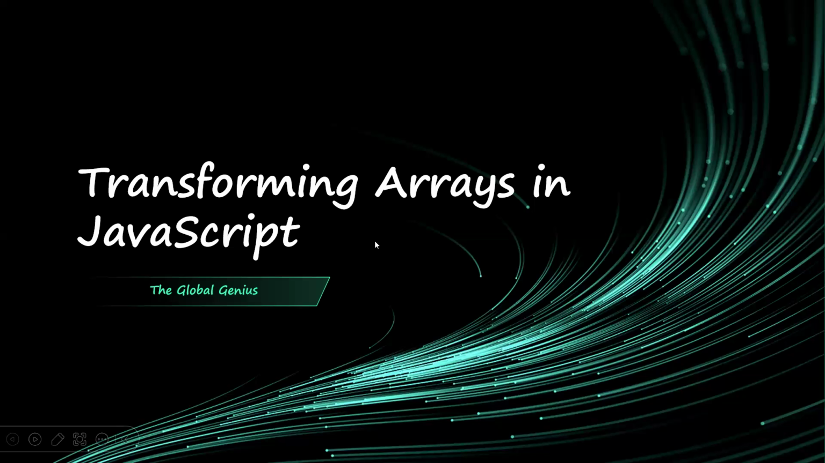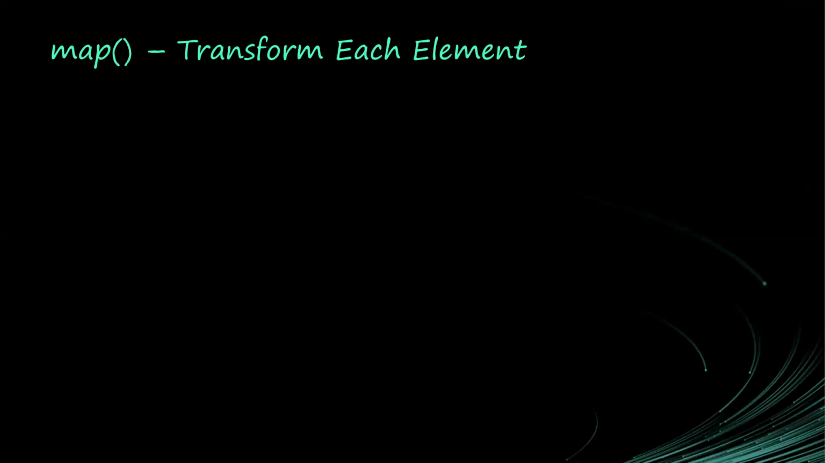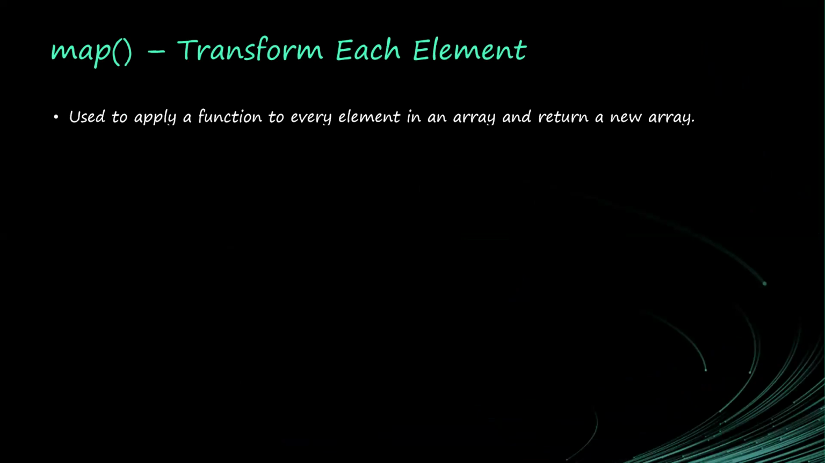So the first method we take a look at is the map method. The map method is used to apply a function to every element in an array and return a new array. With the map method, you give it a function, and whatever logic you put in that function would change the whole array and return a new array that follows the logic that you gave.